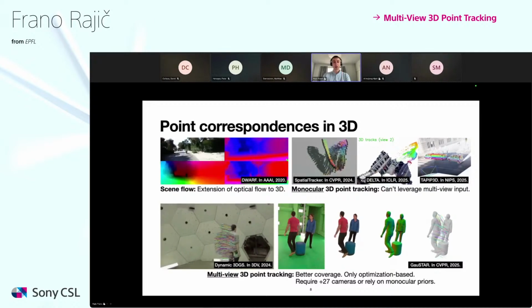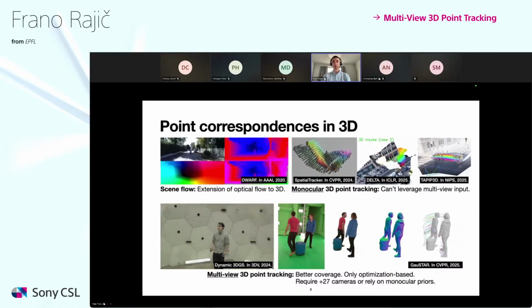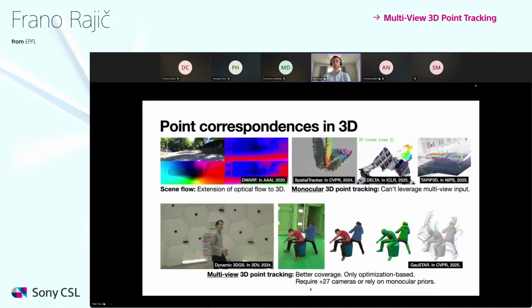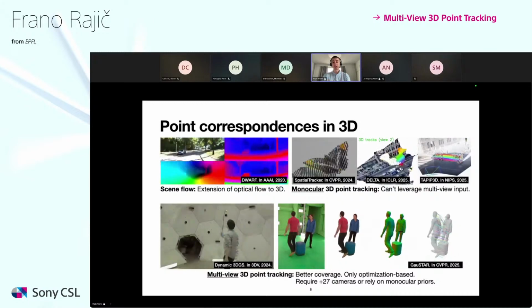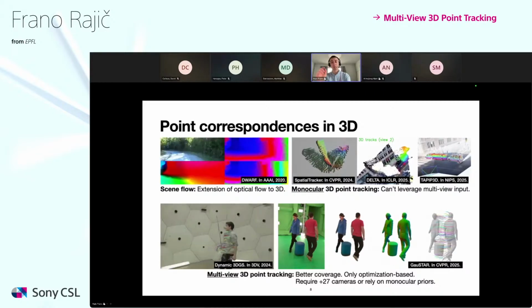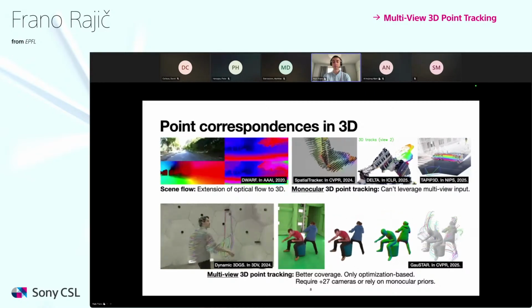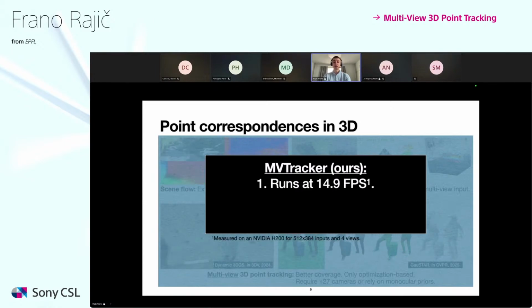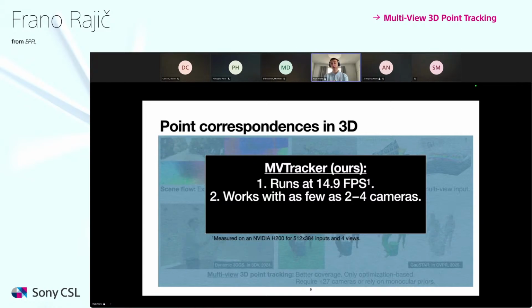However, it's only been studied so far with optimization-based methods, which would require many cameras, for example, 27 cameras or 100 cameras in some setups. Or other methods that are optimization-based would rely on the monocular priors from monocular 3D point tracking and depth estimation. This is why we introduced the first feed-forward multi-view 3D point tracking method. We call it MVTracker, and it runs at 14.9 frames per second. It can work with as few as, for example, 2 to 4 cameras and already benefit from the higher precision.